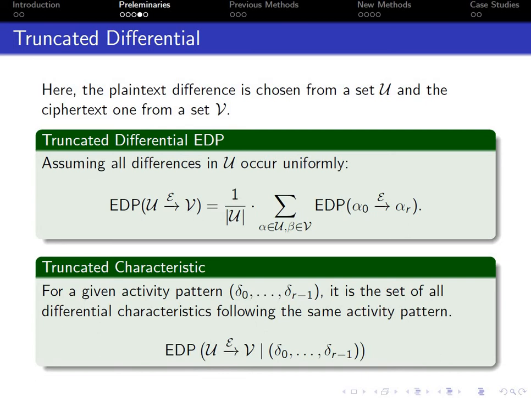Partitioning over the activity patterns and using the truncated differential characteristics helps us to compute expected differential probability of the truncated differentials, because for a given truncated differential, there are usually only a few truncated differential characteristics with prominent expected differential probability to compute the expected differential probability of the truncated differential.